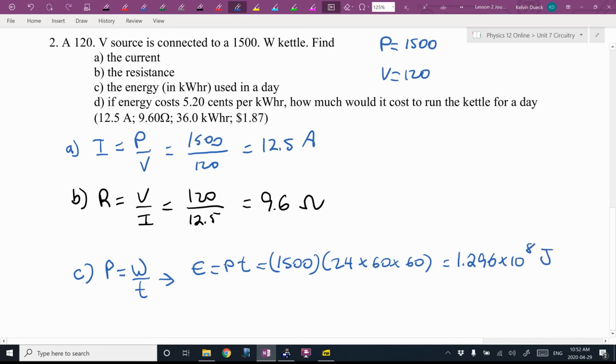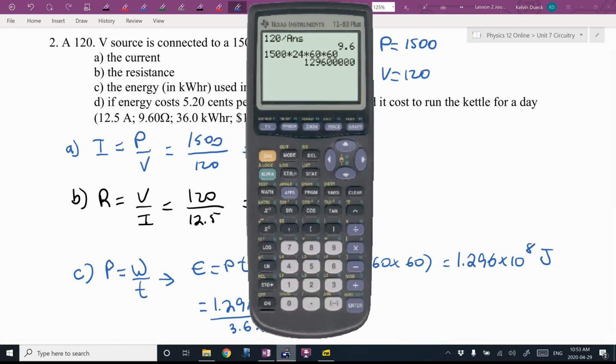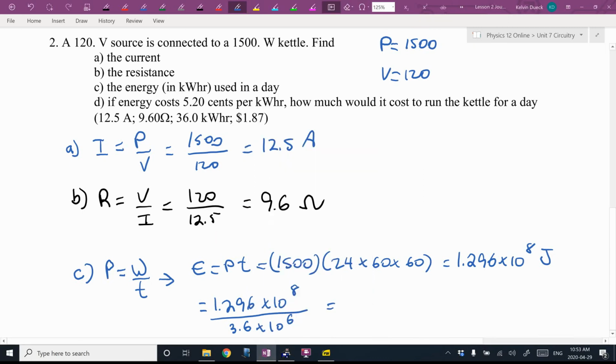Only this wanted it in kilowatt hours. So to change this to kilowatt hours, it's going to be 1.296 times 10 to the 8th divided by 3.6 times 10 to the 6th. And I get 36 kilowatt hours.